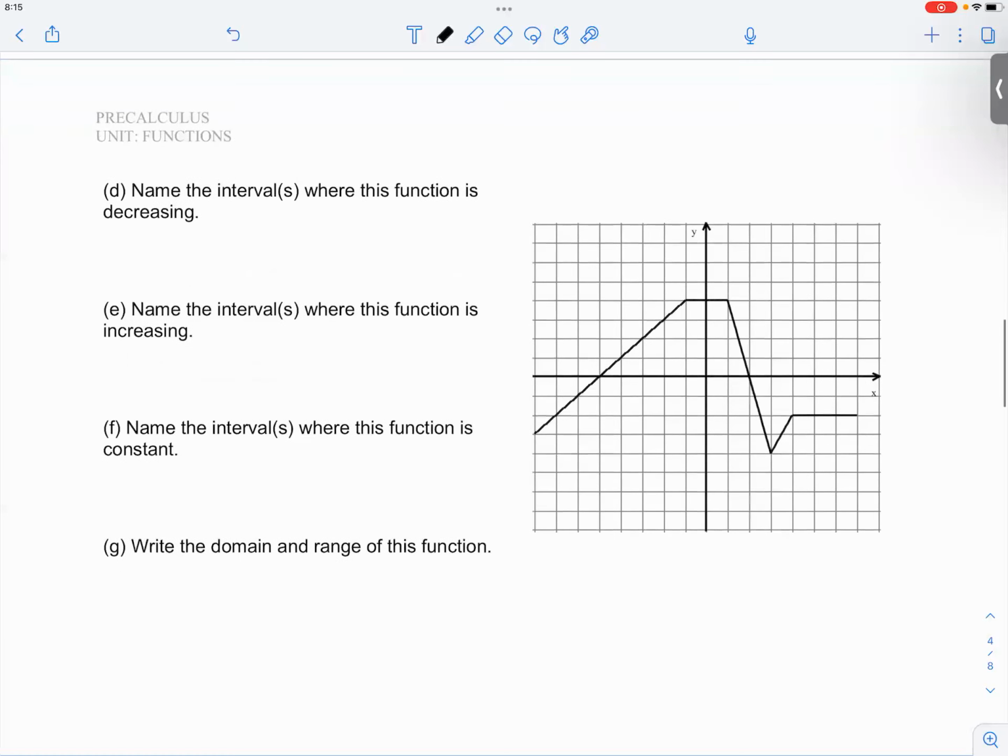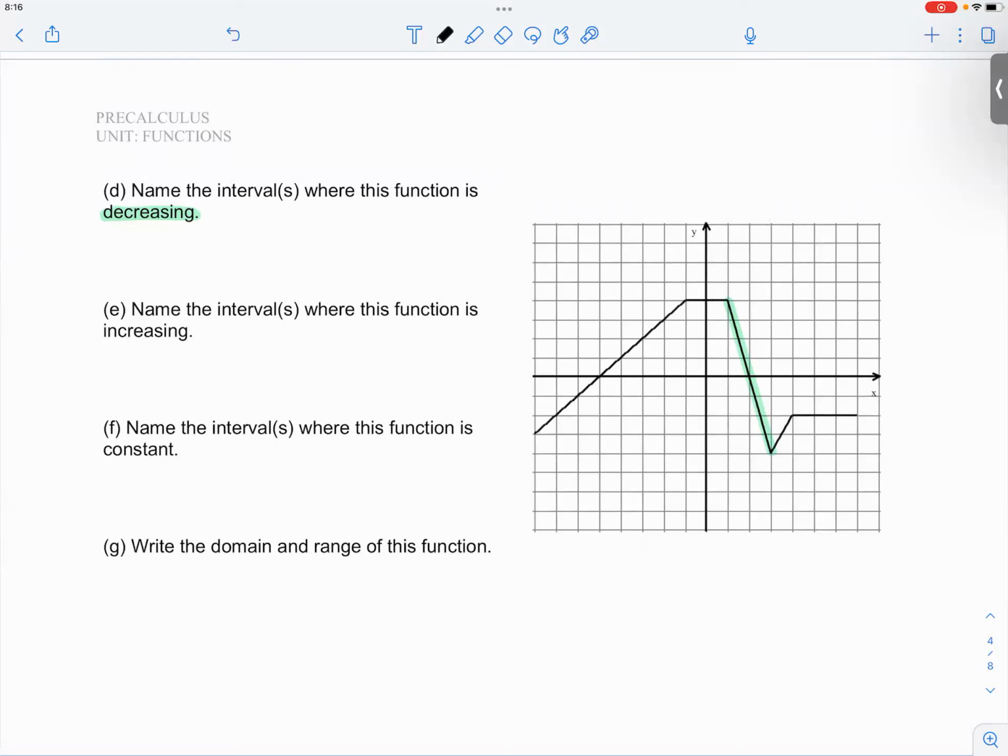All right, so for D, name the interval where the function is decreasing. What's the meaning of the word decreasing? Right? It's going down. That means the slope must be negative. So this is the part where we say, oh, hey, that's decreasing right there. So could you put the interval? We say, sure, of course, that's very obvious.